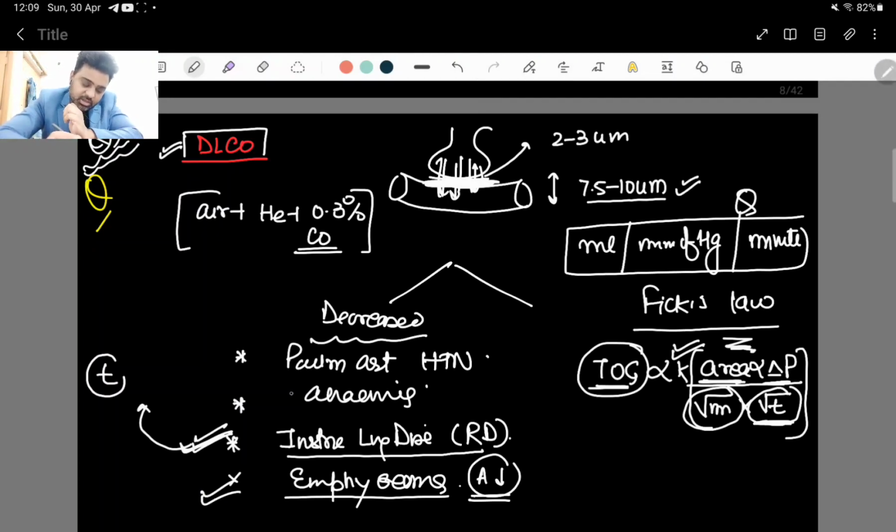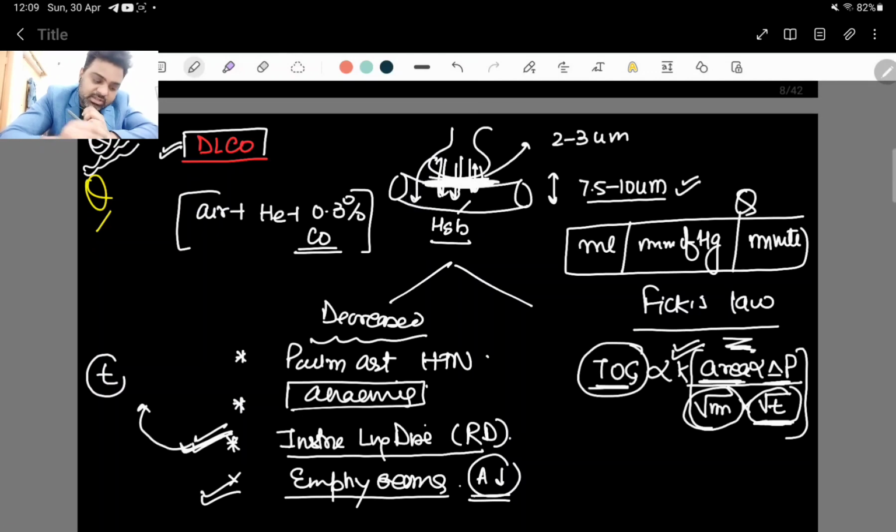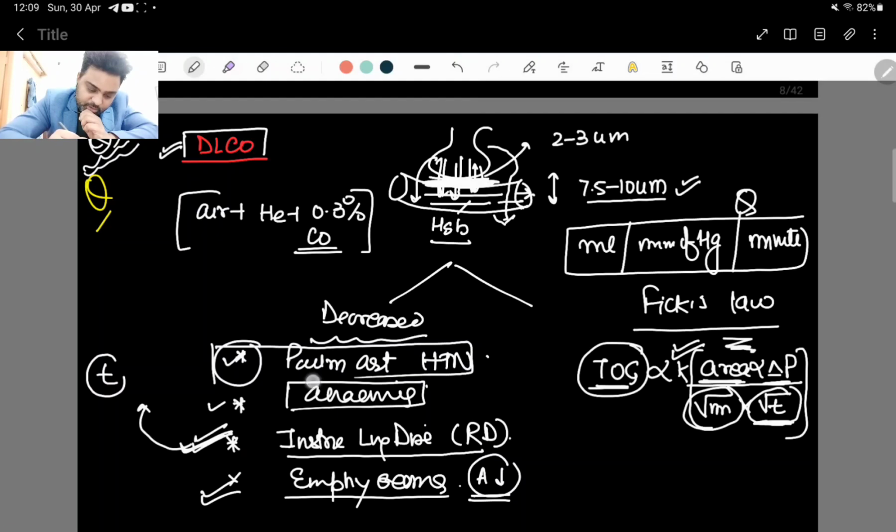This is regarding emphysema. Now in anemia, we have low hemoglobin. So when there is low hemoglobin, the transfer of carbon monoxide will be less, so DLCO will decrease. And in pulmonary artery hypertension, the flow will be so large that the blood will not be able to accommodate the carbon monoxide, therefore it decreases. And this is a very important point. So you have to understand four conditions: pulmonary artery hypertension, anemia, intrinsic lung disease, and emphysema.